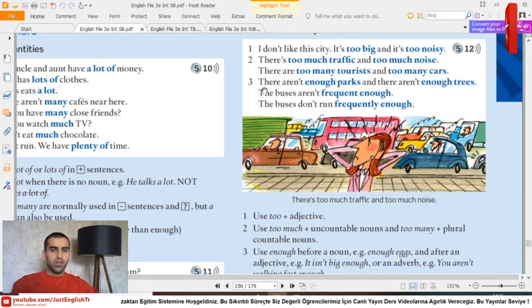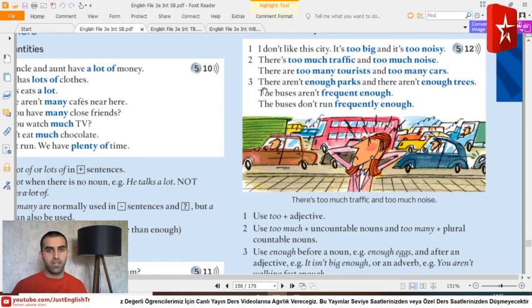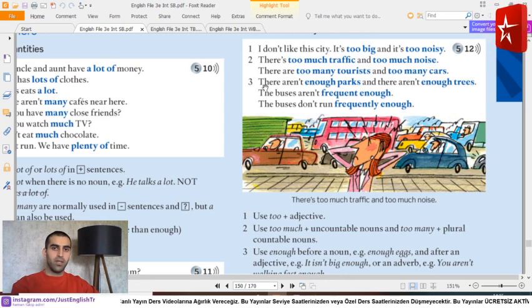And let's continue with rule number 3, enough. How can we use enough? We can use enough with nouns, with adjectives, and with adverbs. Like from the first sentence in number 3, there aren't enough parks and there aren't enough trees. So enough parks and enough trees.